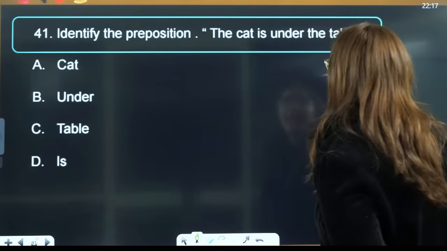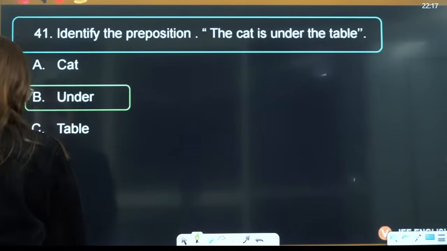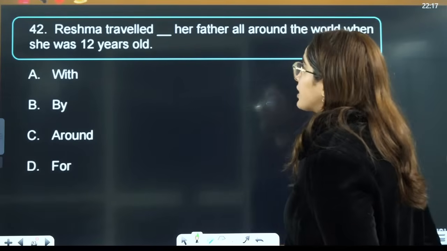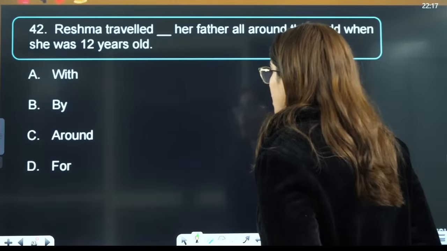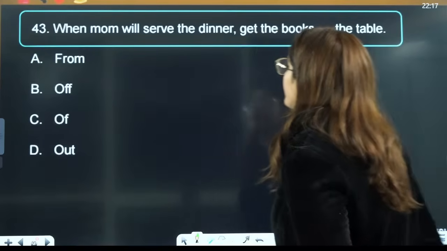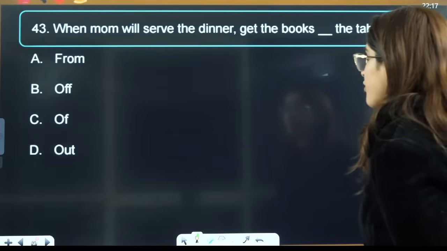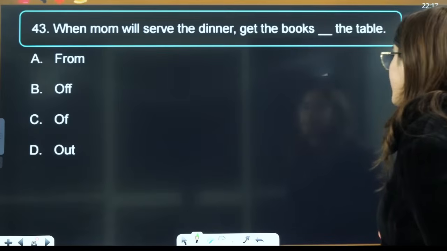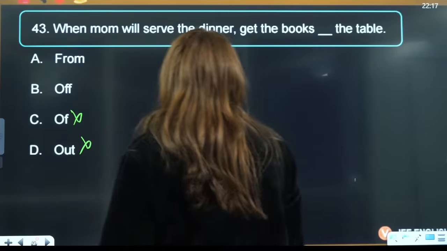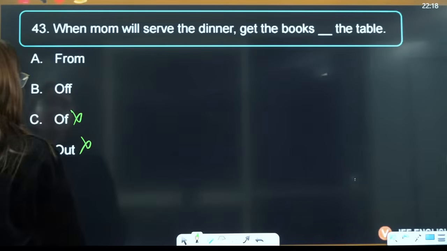Identify the preposition. The cat is under the table. Under is the preposition, right? So the answer will be B. Next: Reshma traveled dash her father all around the world when she was 12 years. With her father, by her father, around her father, for her father. With her father makes more sense, right? When mom will serve the dinner, get the books off the table, from the table, off the table, out the table. Off, even if we take off, O double F will be there, not O F. Then we'll get the books from the table.